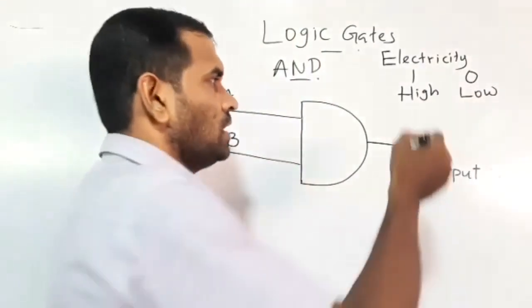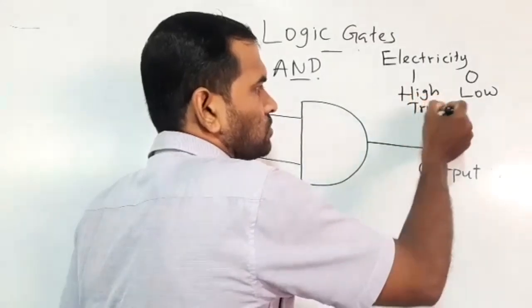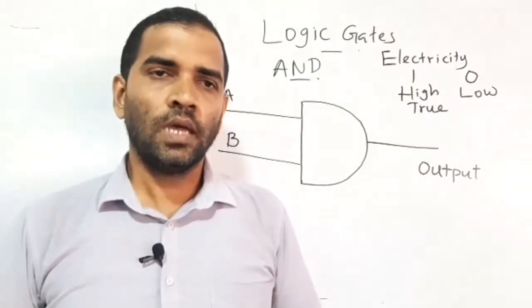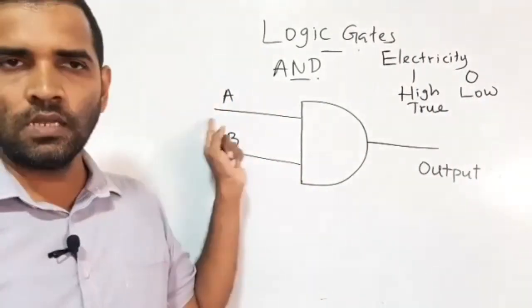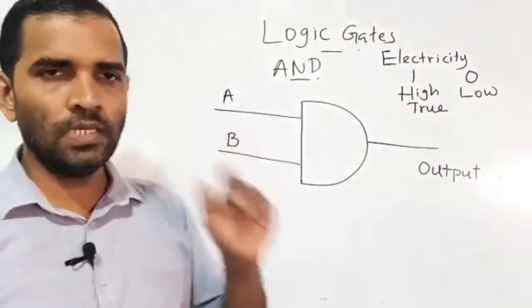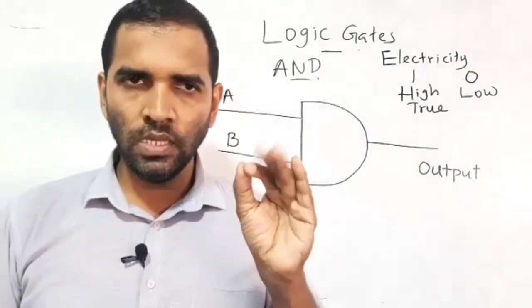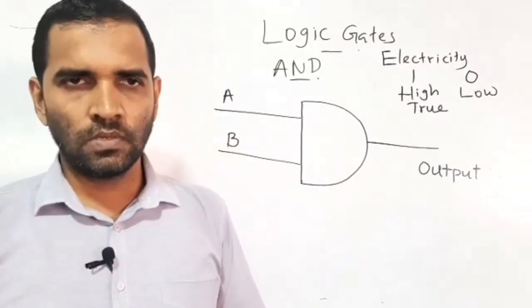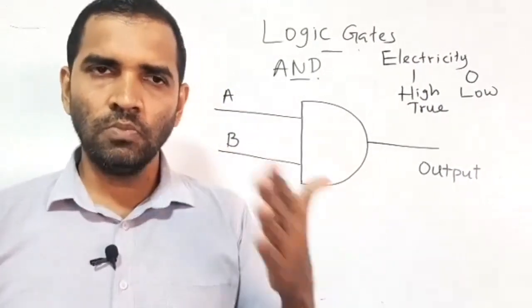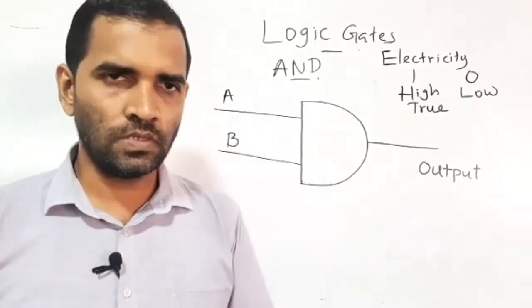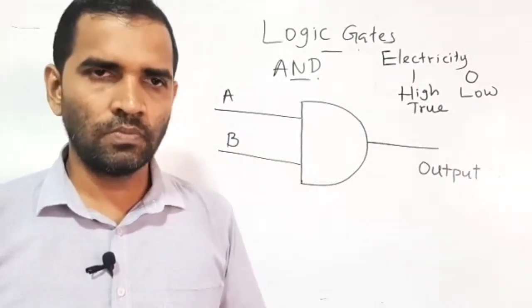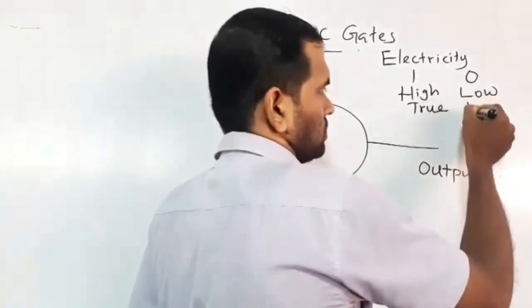Even if a wire has electricity, you can say that it is true. True means a wire has electricity. I can tell you that wire A or input A is true, which means input A carries electricity. If input B is false, which means input B doesn't have any electricity, no electricity is there, right? So this is false.